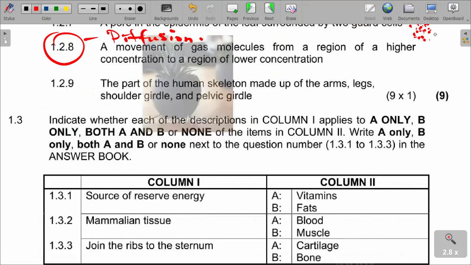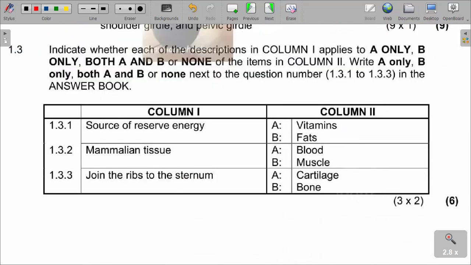The part of the human skeleton made up of arms, legs, shoulder girdle, and pelvic girdle is called the appendicular skeleton. And then we have to see whether it applies to A or B or none.